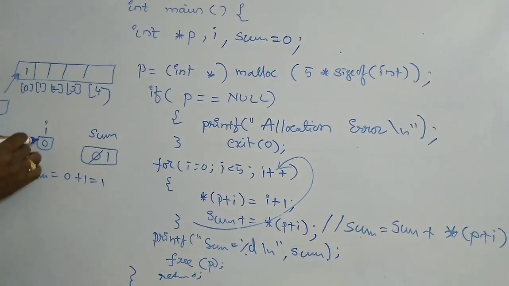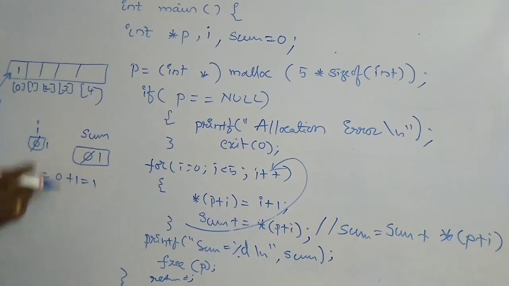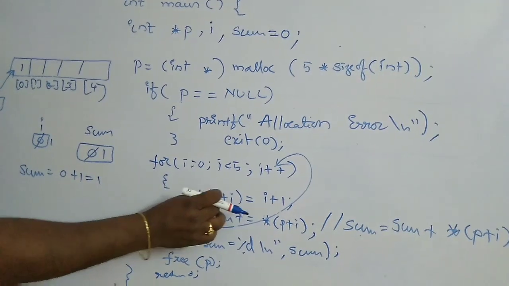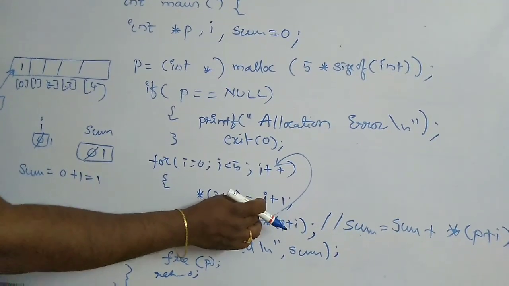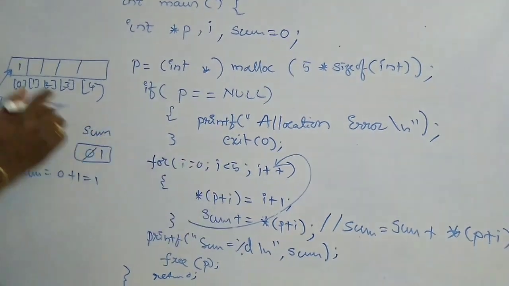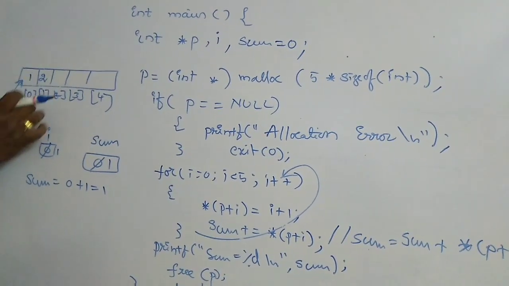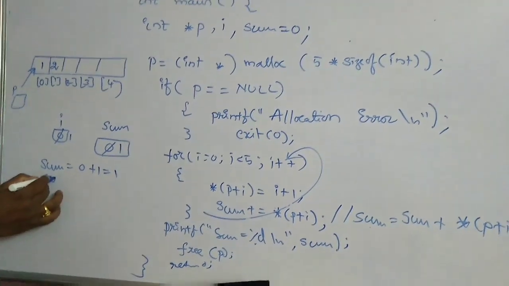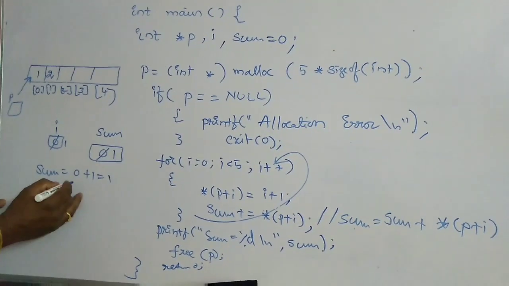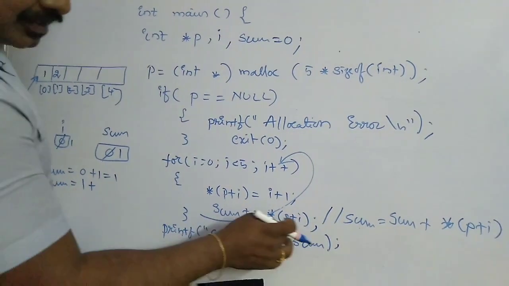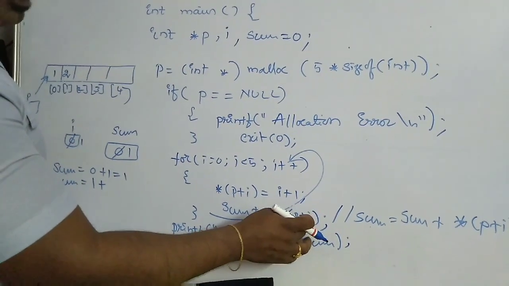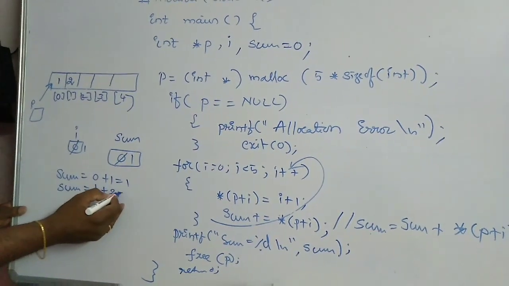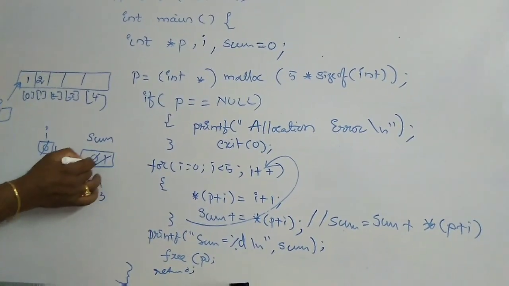Next, for the next round, i is incremented from 0 to 1, and 1 less than 5 is true. So now I am putting *(p + 1), and i is already 1, so 1 + 1 means 2. So the element 2 is stored into index 1. Now I am finding the sum value. The previous value of the sum is 1, plus *(p + i), that is index 1. What is the value at index 1? That is 2. So 1 + 2 equals 3, and my sum will become 3 now.